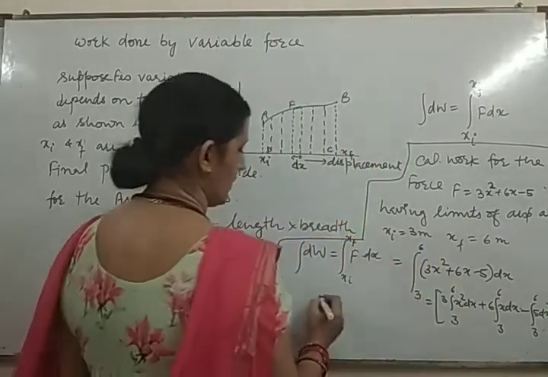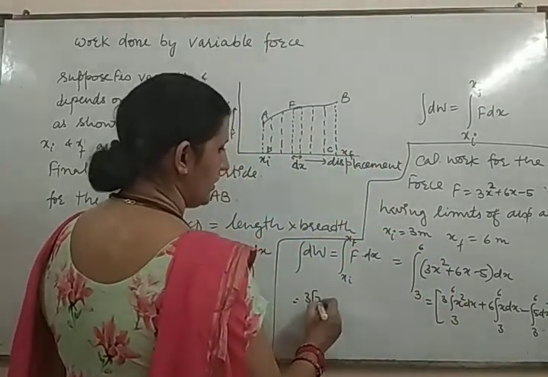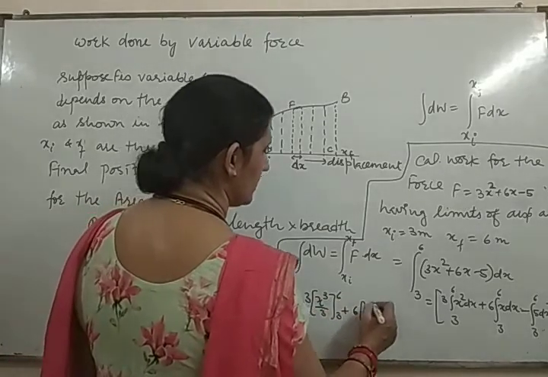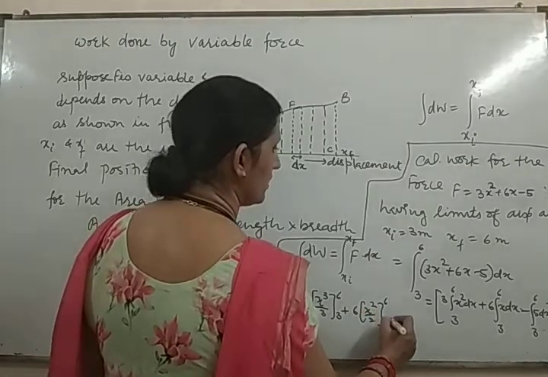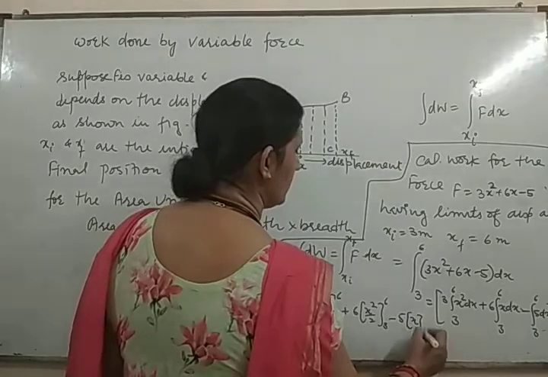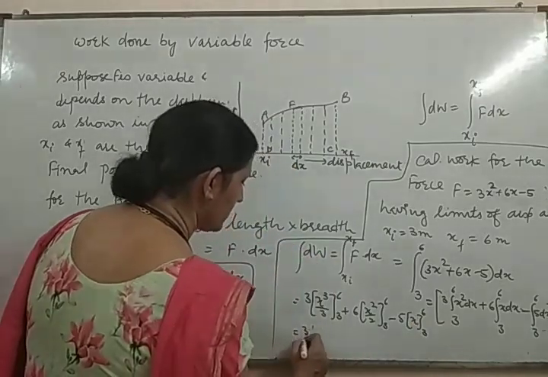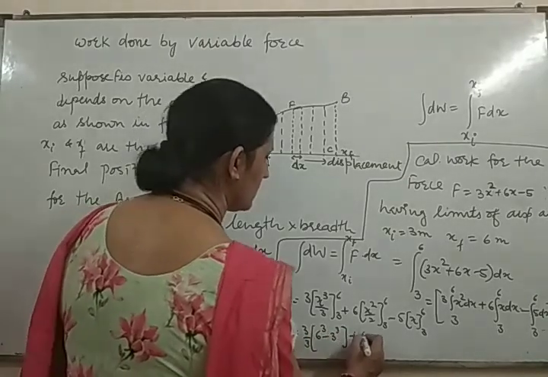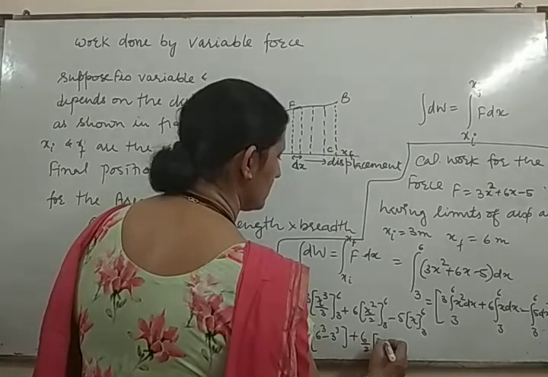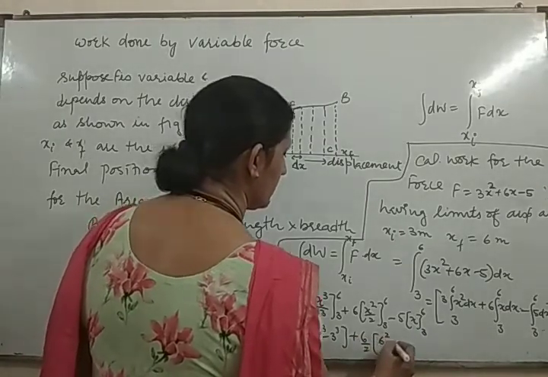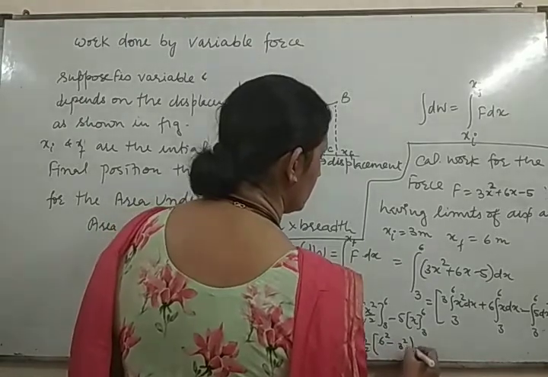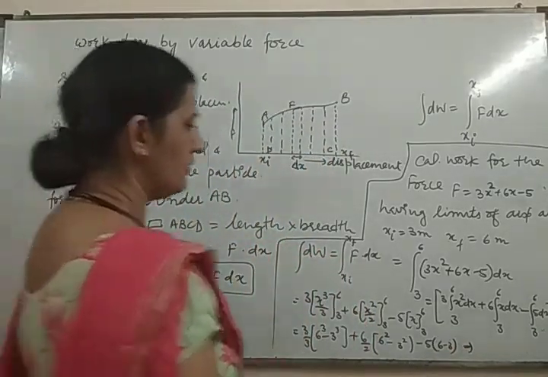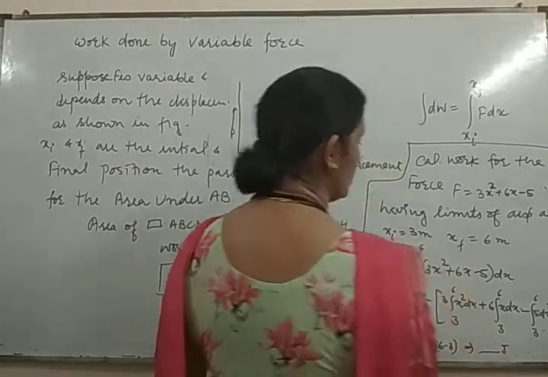Solve it now. This is 3 into x cube by 3, limit 3 to 6, plus 6 into x square by 2, limit 3 to 6, minus 5 into x, limit 3 to 6. Put the upper limit first: 3 into 6 cube minus 3 cube, plus 6 into x, in place of x this is 6 square minus 3 square, minus 5 into 6 minus 3. After solving, what you will get, solve it and write the value in joule. Note it.